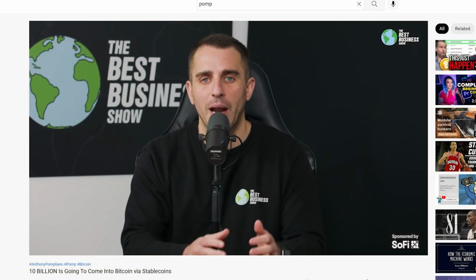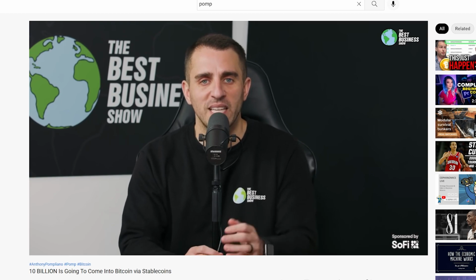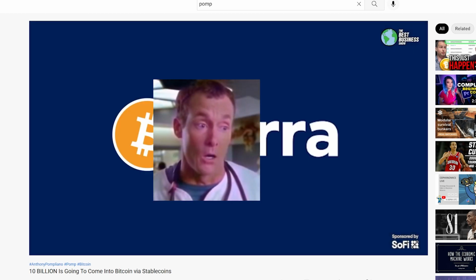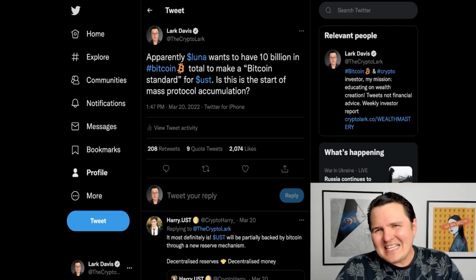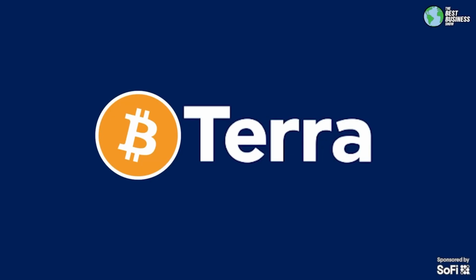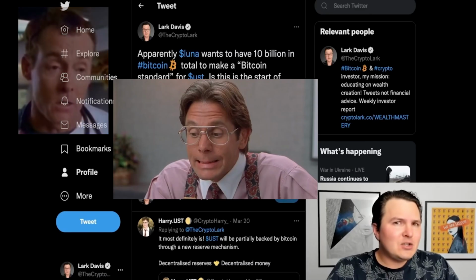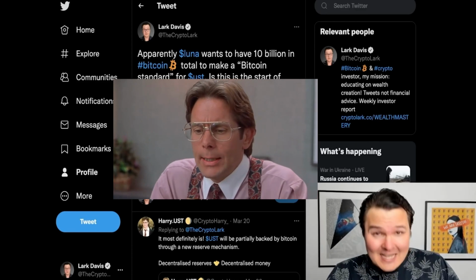Is transition their algorithmic stablecoin, UST, to a Bitcoin-backed stablecoin? Is to make the UST stablecoin backed by Bitcoin. That's right. Algorithmic stablecoin now to a Bitcoin-backed stablecoin. Essentially making a Bitcoin standard. I'm going to have to go ahead and sort of disagree with you there.